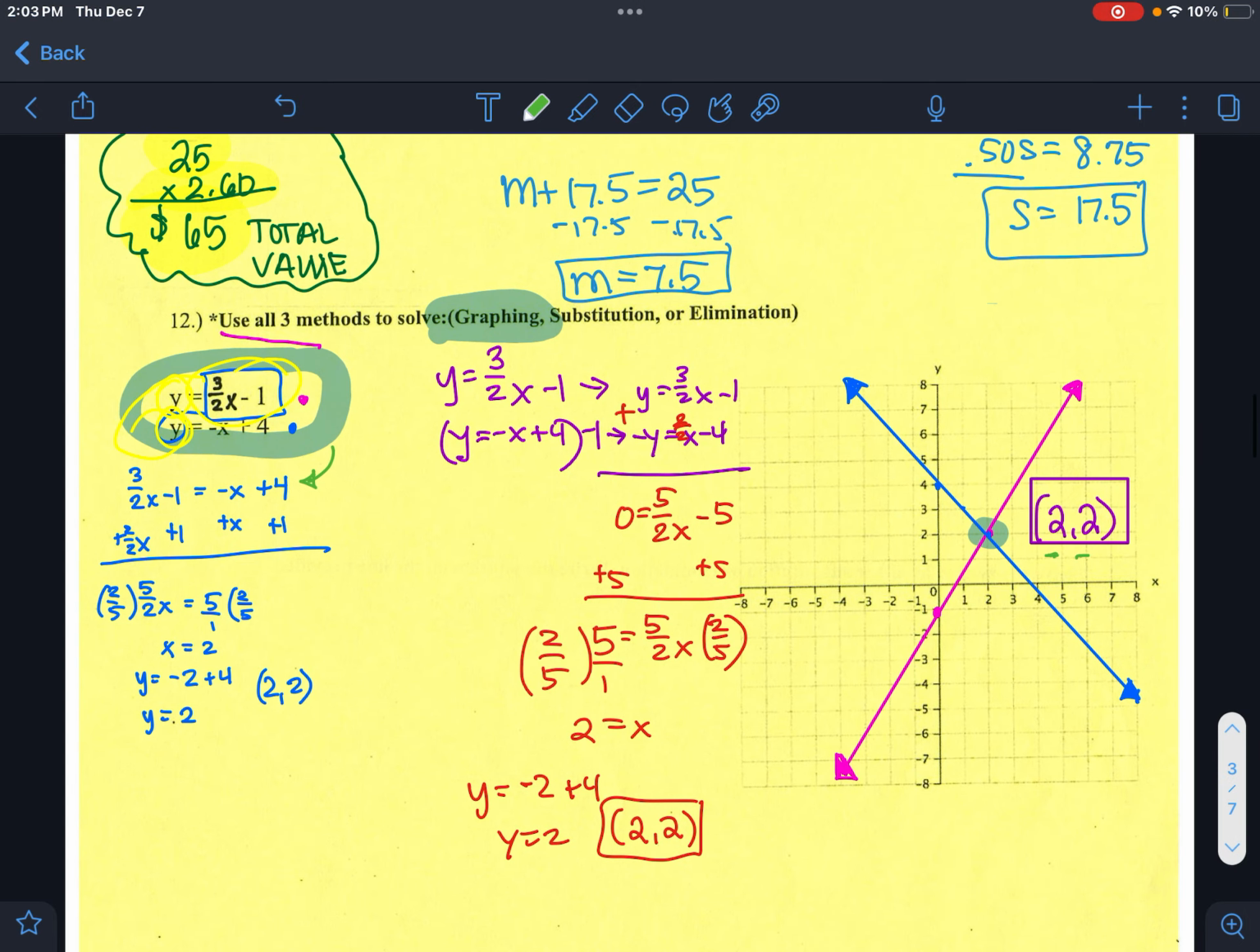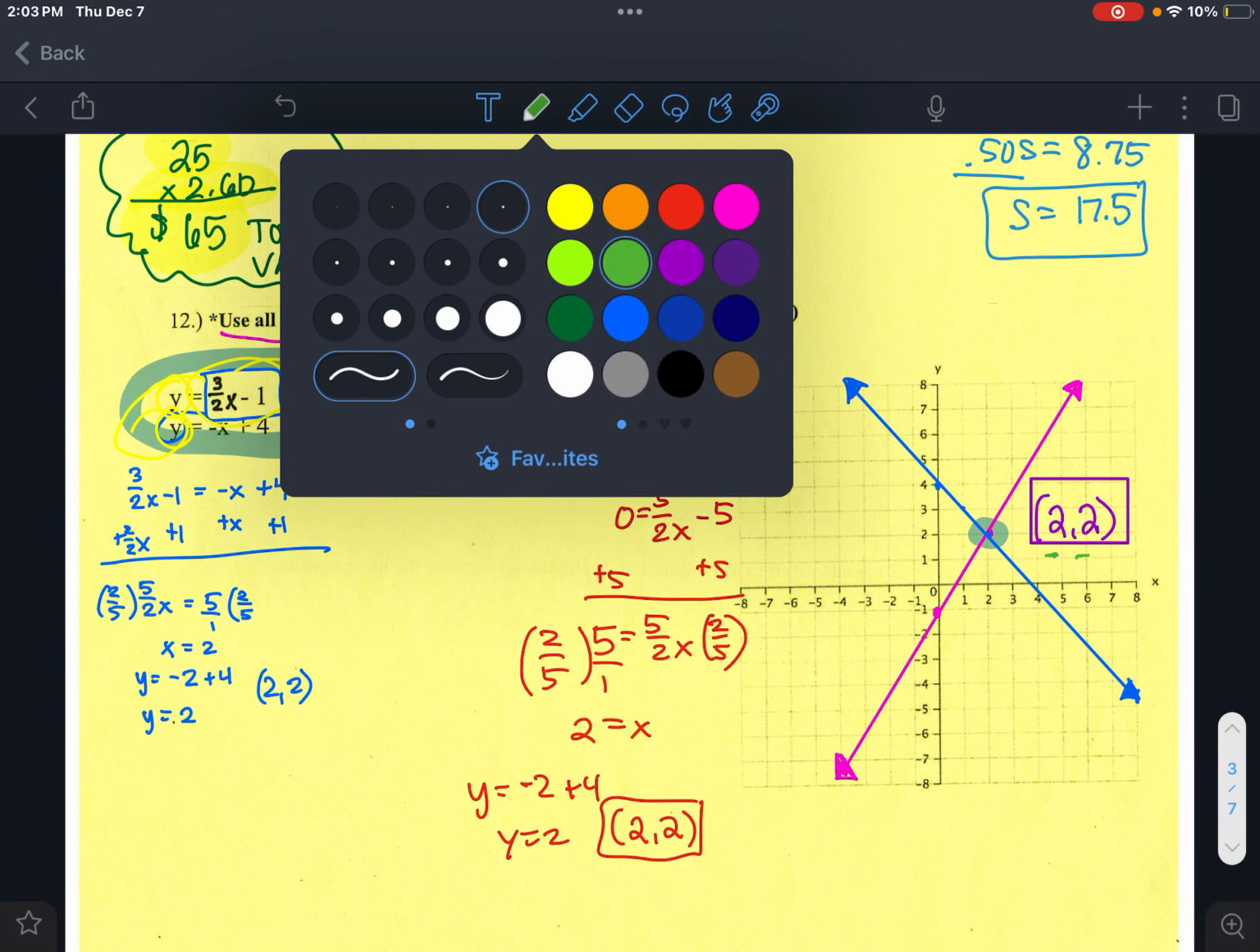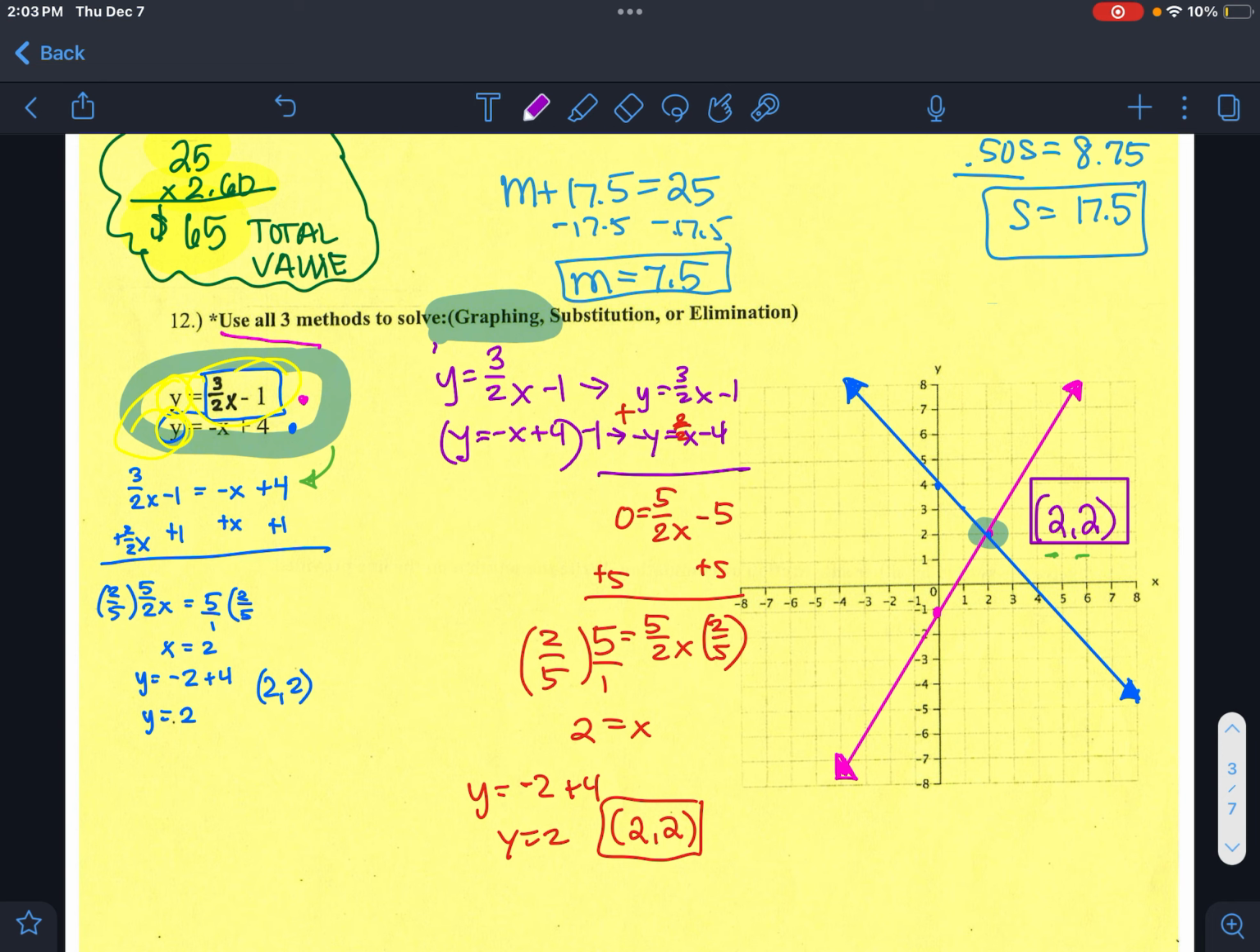Lastly, in red, I started with purple. I used elimination right here. And I know I could eliminate because I multiplied the second equation by -1. So I could eliminate the y values when I added the equations together. And I got 0 equals 5 over 2x minus 5. Then I solved for x and I got 2, which I knew was true. And I substituted back in and I got 2 for y.